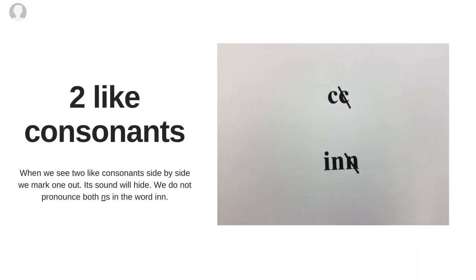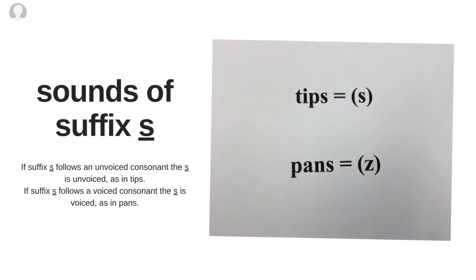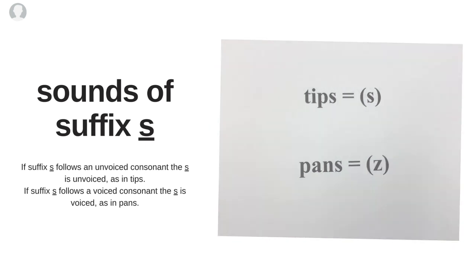Two like consonants. When we see two like consonants side by side, we mark one out, its sound will hide. We do not pronounce both N's in the word inn. Sounds of suffix S. If suffix S follows an unvoiced consonant, the S is unvoiced, as in tips. If suffix S follows a voiced consonant, the S is voiced, as in pans.